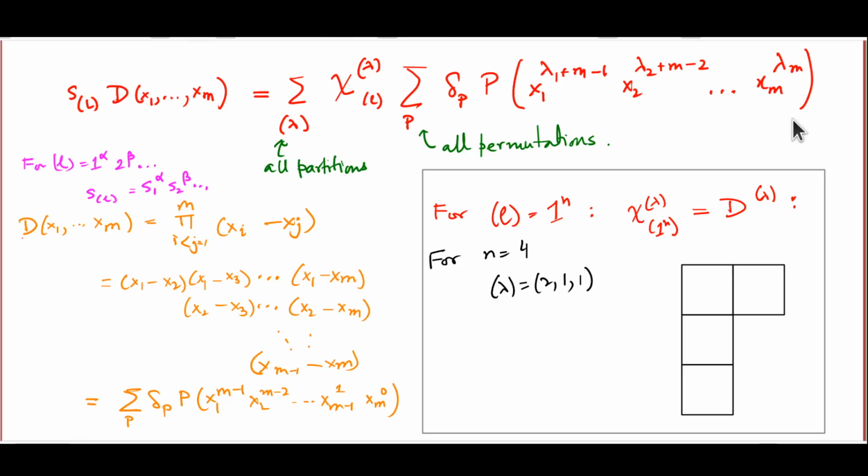In other words, in how many different ways can we put in numbers 1, 2, 3 up to n in these n boxes so that the numbers always increase from left to right along a row and always increase from top to bottom along a column.